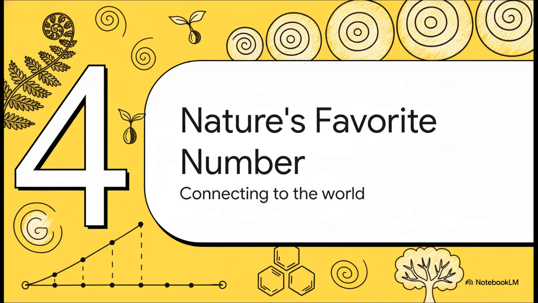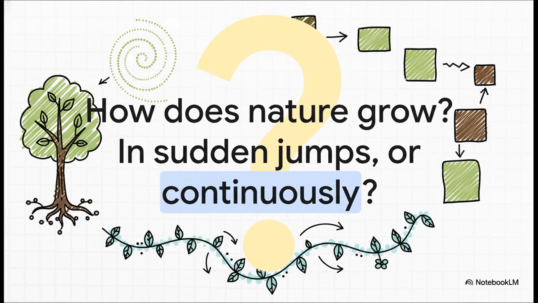Okay, so this is all great for math class, but what about the real world? Well, it turns out that one of the most important logarithms of all is tied directly to a very special number that basically runs the show when it comes to growth in nature. I mean, think about it. How does a plant grow? Or how did you grow as a kid? Does it happen in these big, sudden jumps overnight? Or is it this smooth, continuous process happening every second, every millisecond, in tiny little increments you can't even see?